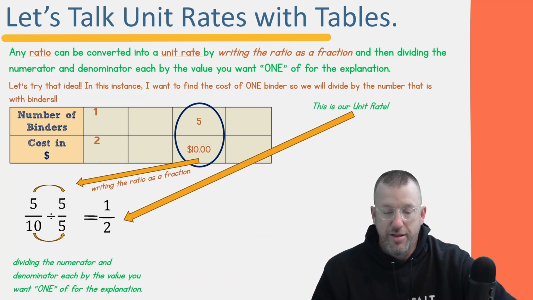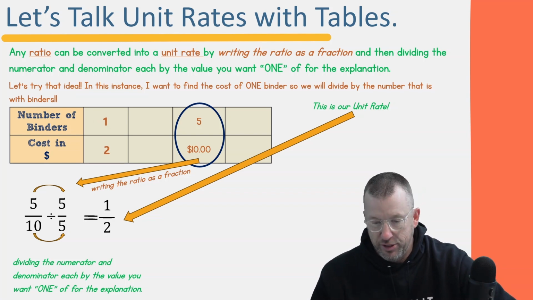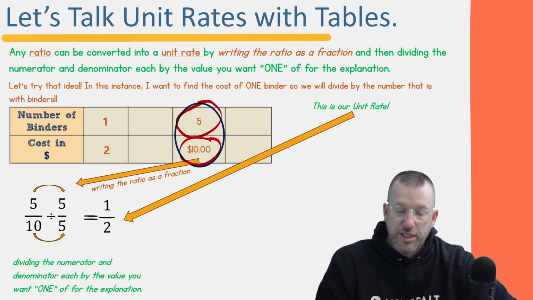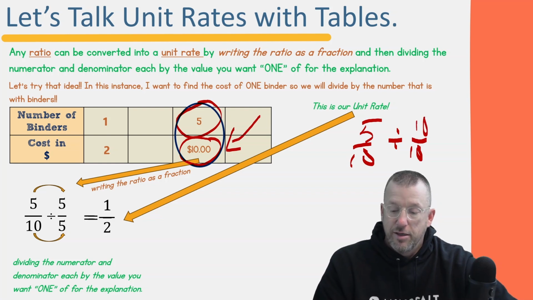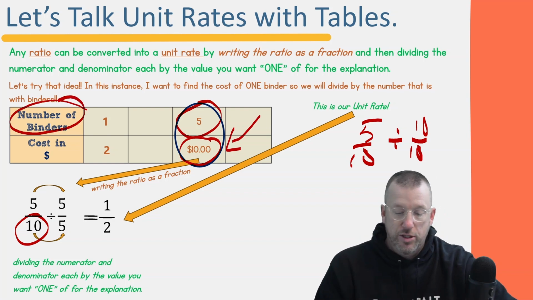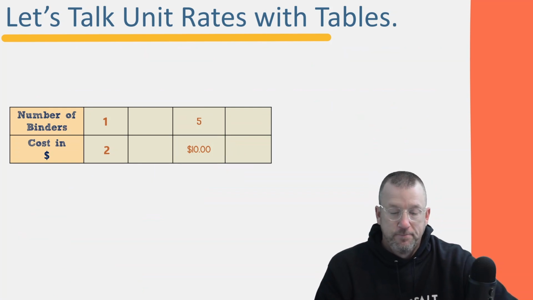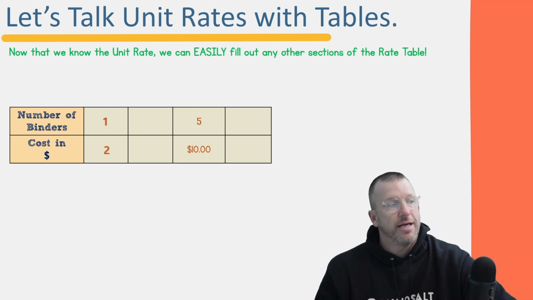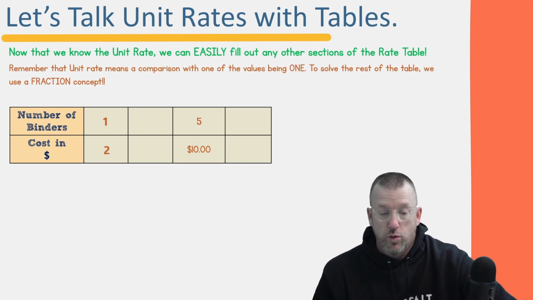So we can go ahead and put that into our ratio table. And now at this point, we can figure out any other value in that ratio table. All we have to do is figure out which one of these we want to turn into 1. For example, if we wanted to turn the 10 into 1, we would have said 5/10 divided by 10 over 10, because then we would have turned the cost into 1. But in this case, we wanted to know what one binder would cost. So we divided the top, which was 5, by 5 to get 1. Now that we know the unit rate, we can easily fill out any other section of this table, because of what we understand about equivalent fractions.